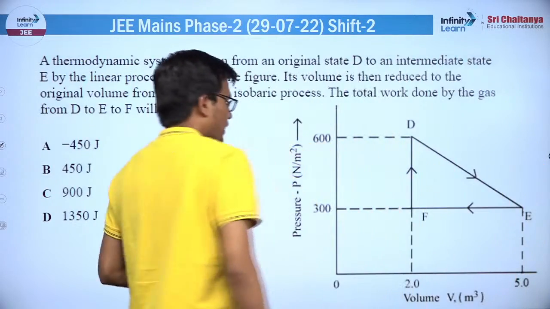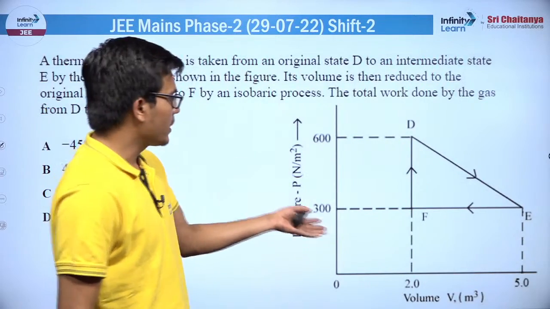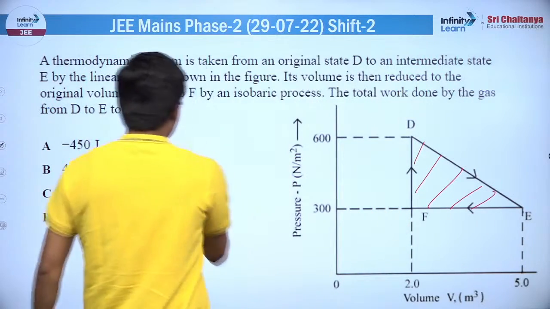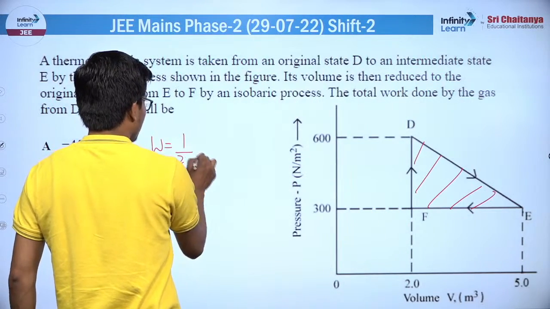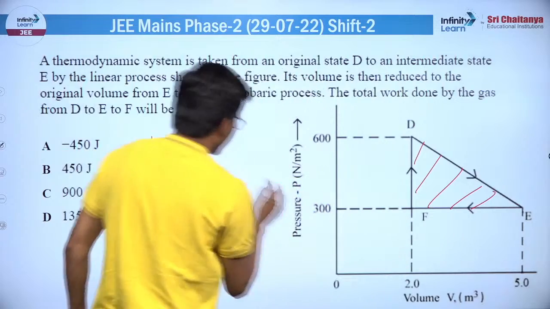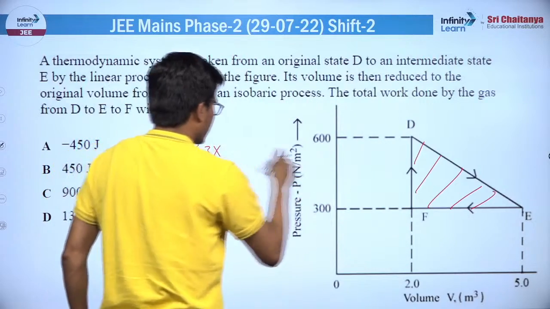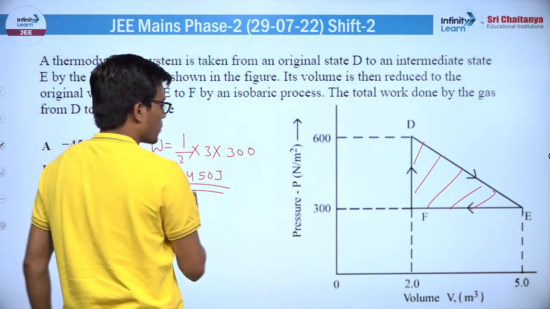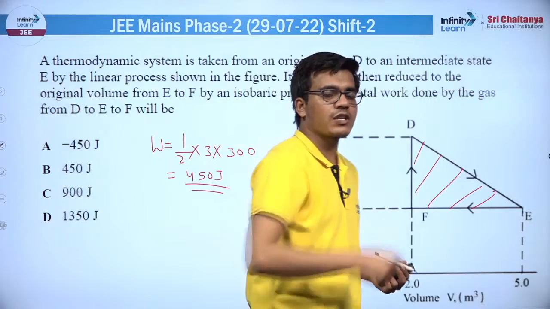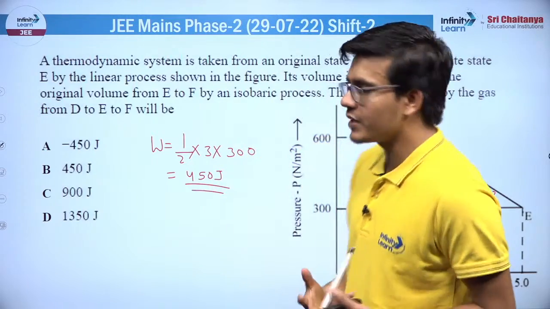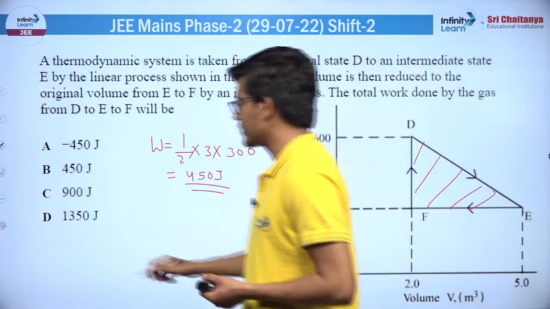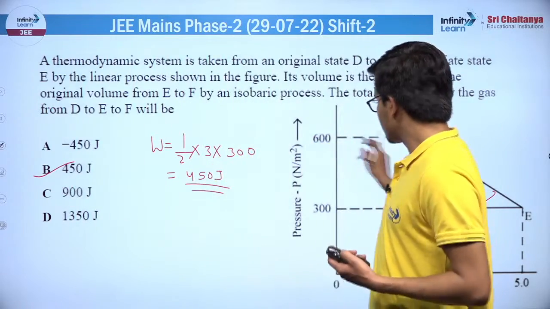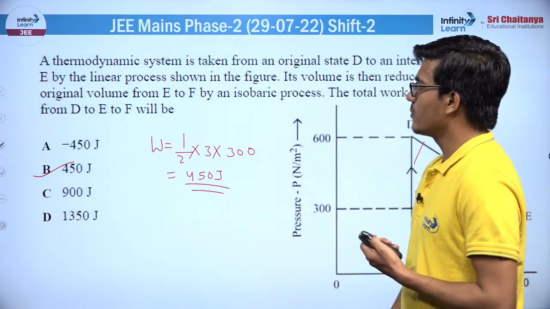Very simple question from thermodynamics. You are having a PV graph and you need to find the area. Area is basically representation of work done, right? So area of this region will be half base. Base is 5 minus 2 is 3 into height is 300. So it is 450 joule. What about sign? If the cycle is clockwise, then work done is positive, and if it is anti-clockwise, it is negative. So answer should be B option, because cycle is given to you clockwise, right? Positive work will be more, so answer has to be positive also.